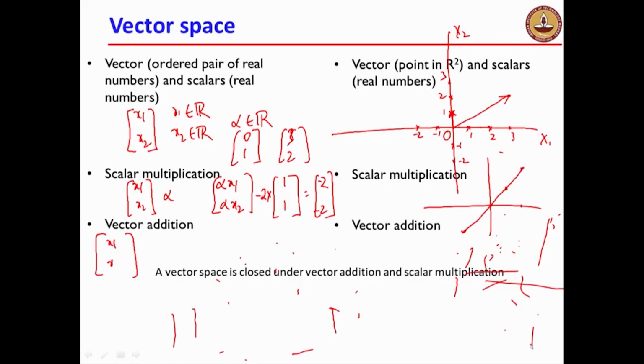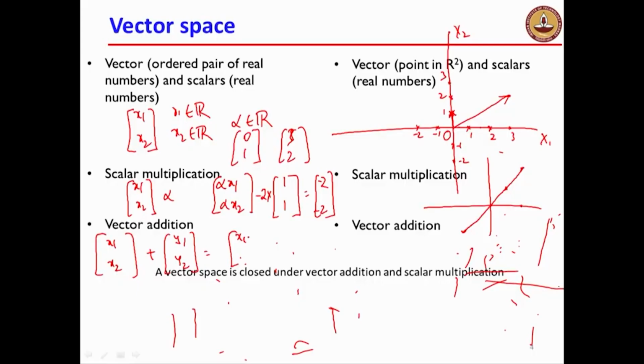Now, the other operation that I can do with vectors in vector spaces is vector addition. So that's easy again to define in an algebraic manner. Suppose I have a vector which is denoted by x1, x2 and another vector y1, y2. Vector addition algebraically is very easy. We just add it column wise or component wise. So this is x1 plus y1 and x2 plus y2.